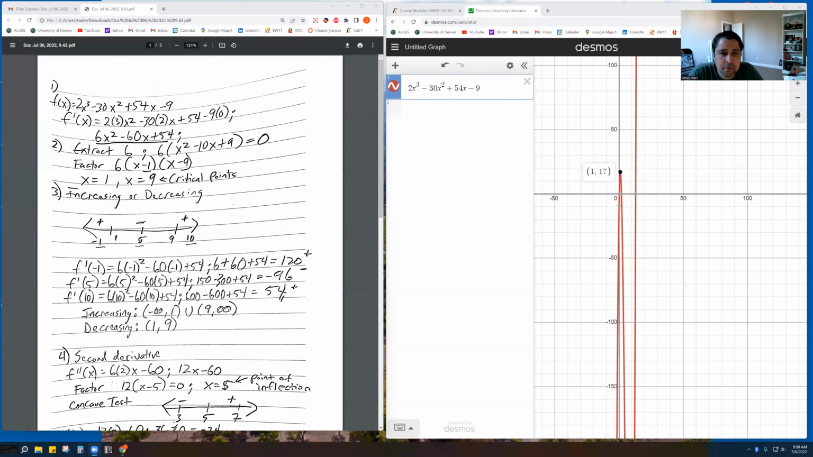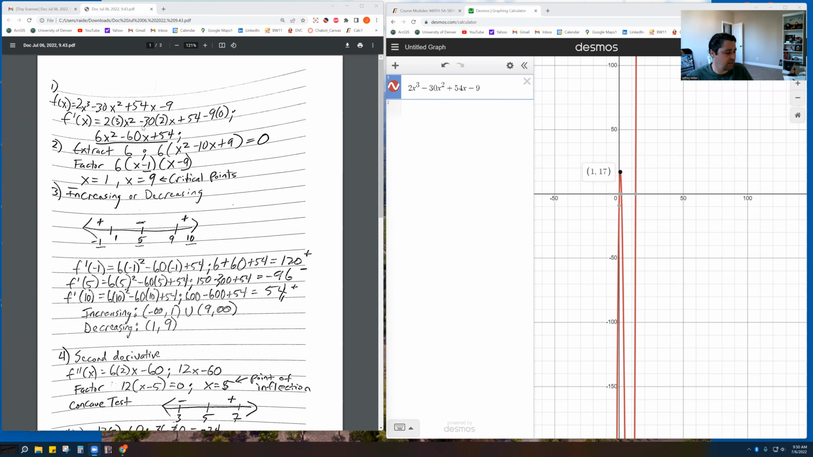Hey, Professor. So for my video example, I'm going to go with the notes I've taken here on the left side of the screen, and then come back to Desmos over here on this side as we talk through this. I chose this formula here: 2x^3 - 30x^2 + 54x - 9.